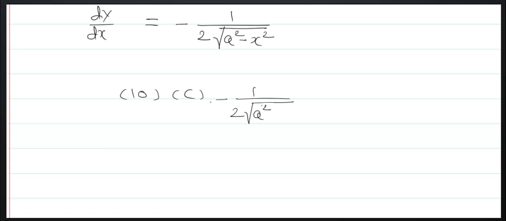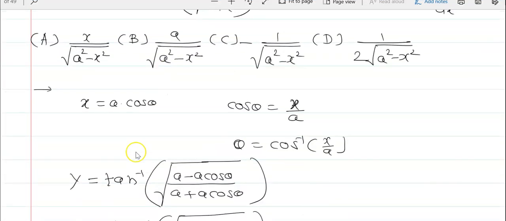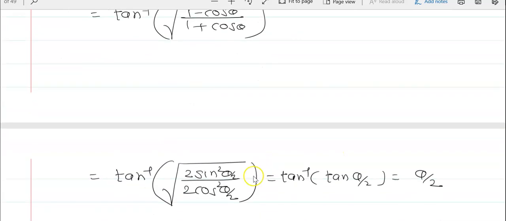That is minus 1 upon 2 root of a square minus x square. Now see this again. The answer: y is equal to tan inverse of root of a minus x upon a plus x. Put x is equal to a cos theta. Theta is equal to cos inverse of x upon a. This we can calculate, you know this. That is y is equal to theta by 2.